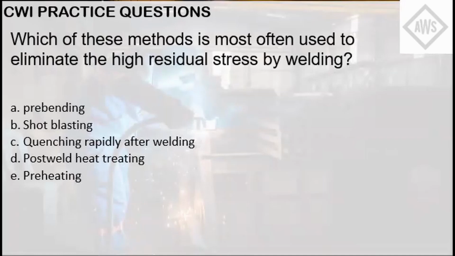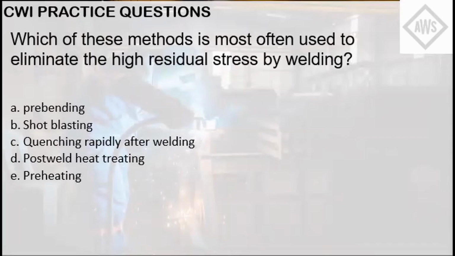Quenching rapidly after welding will result in the formation of martensite, which is a grain structure that promotes brittleness. So it does not relieve the stresses in the weld, but rather promotes the formation of a grain structure that promotes brittleness. So letter C is not the answer, although quenching is a form of heat treatment as well, it promotes brittleness of the metal.